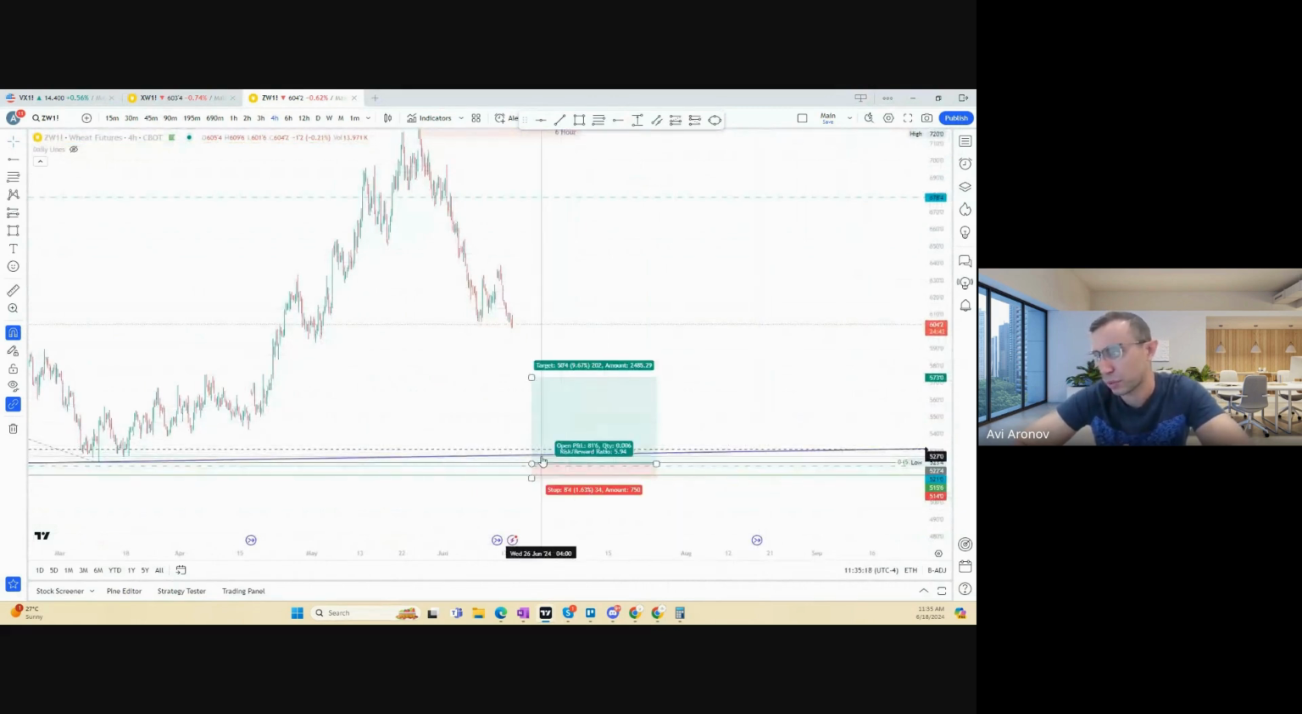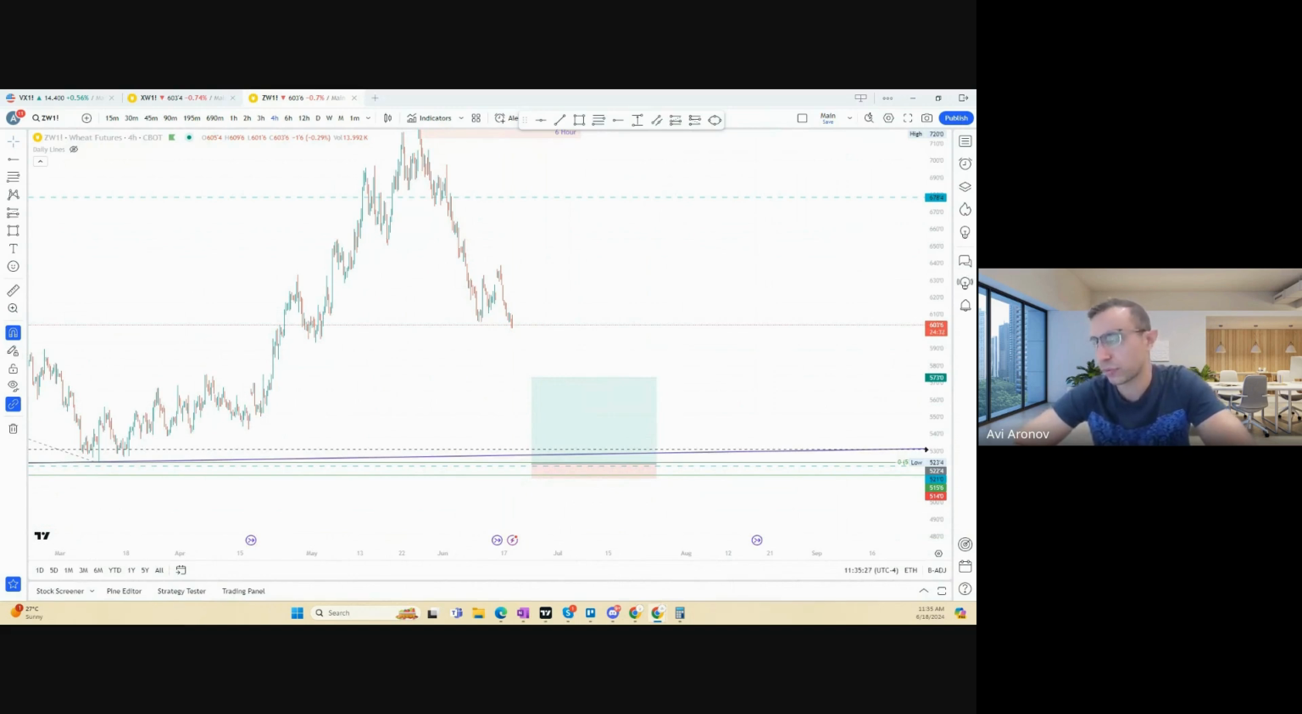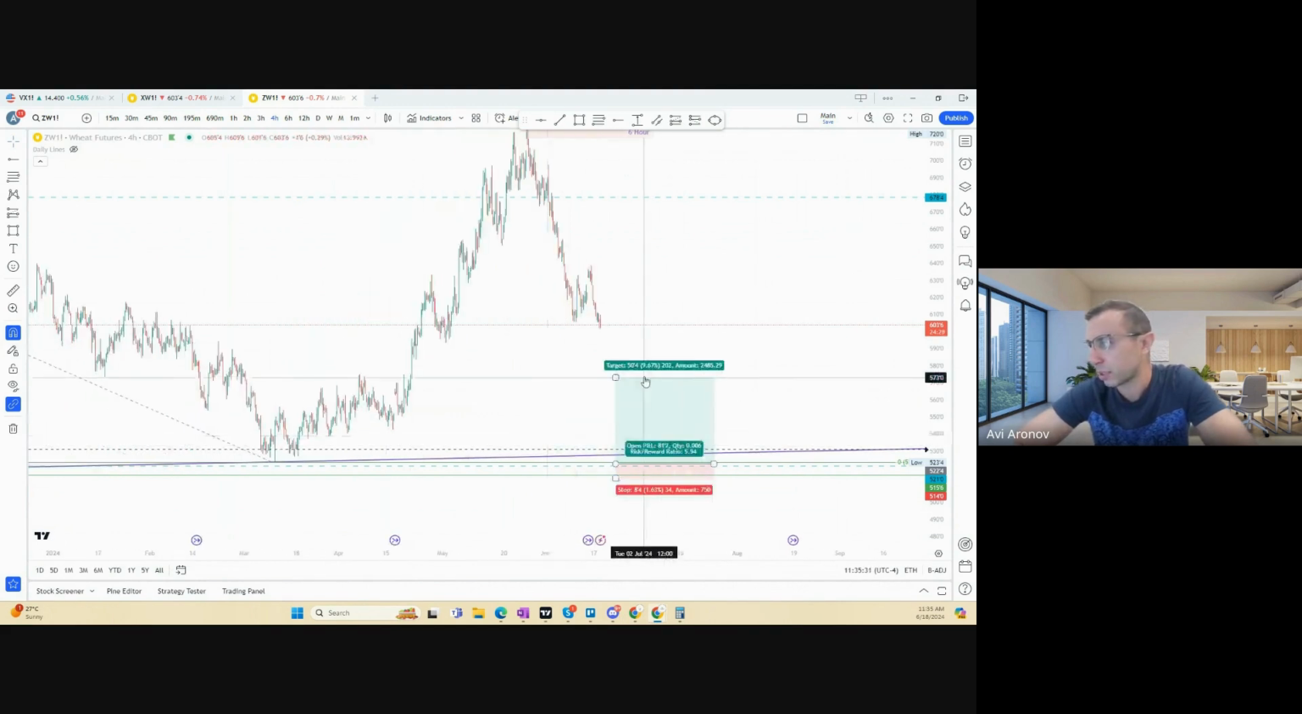But overall, I'm looking to enter here. I have multiple confirmations. We don't have supply and demand, which is more than normal, because if you're trading solely on supply and demand, you will find that sometimes it's not working. And the reason I want to take profits here again is because it's a downtrend.